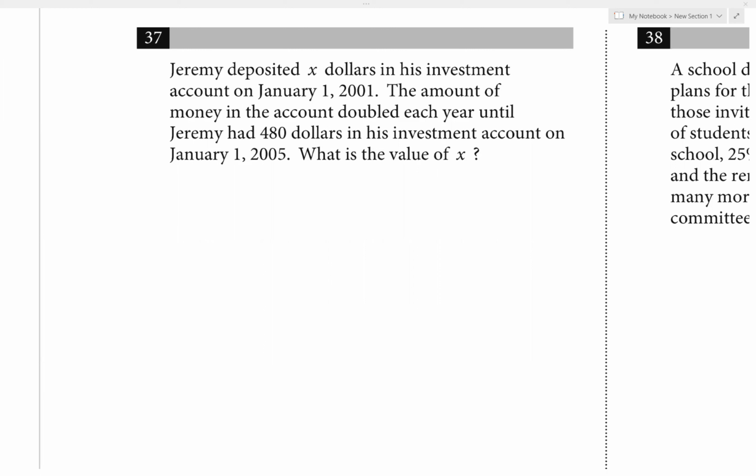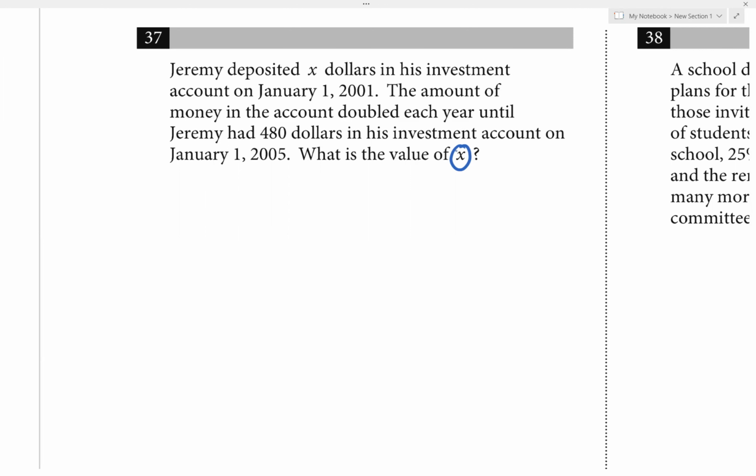Okay, so pretty much the amount doubled each year. So we're starting with X dollars and it doubled each year. And then at 2005, the total is $480. Okay, so that's how many years?